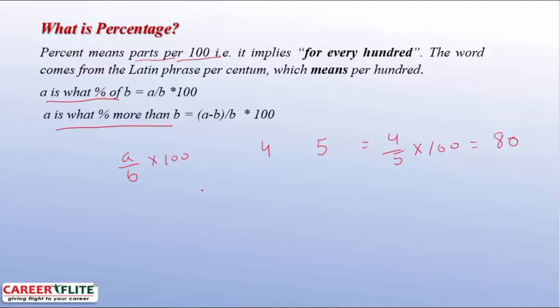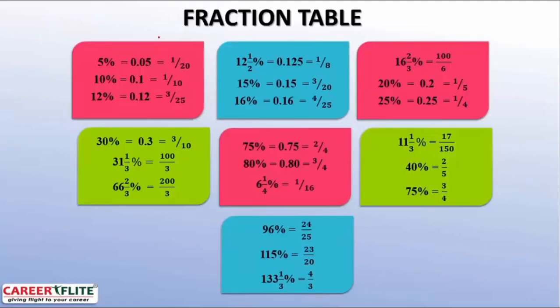Similarly, if A is what percent more than B? That is 5 minus 4 by 5 into 100. That will be 20.